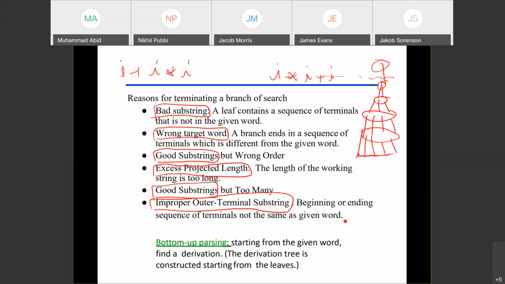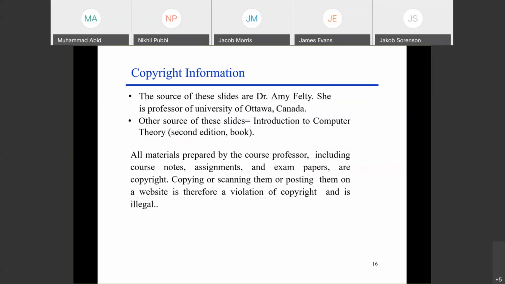So there exist two methods, top-down parsing and bottom-up parsing. We covered top-down parsing in this course, but bottom-up will not be in our scope, and you will do this in compiler construction. And that's it. I think that here we finish our chapter.